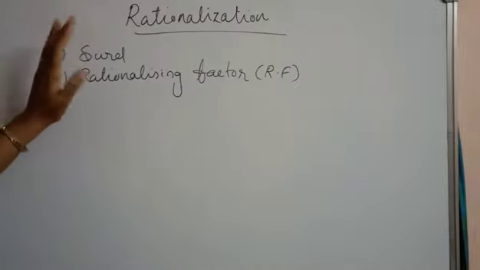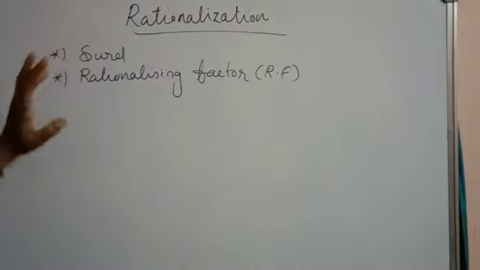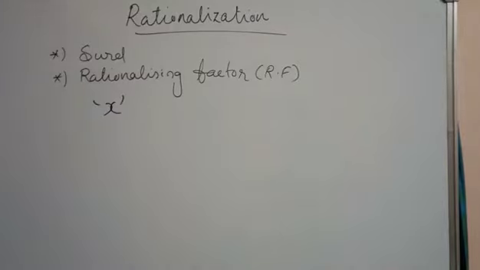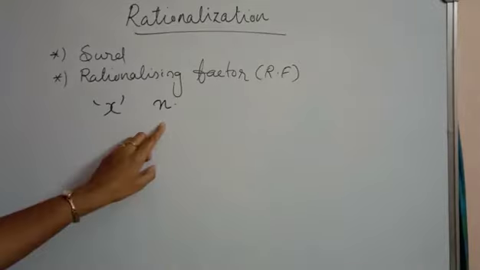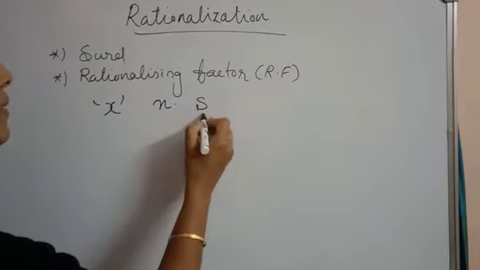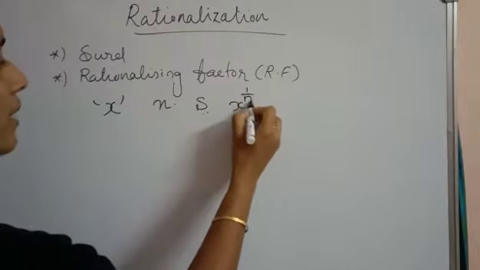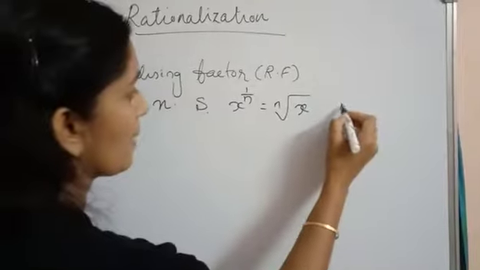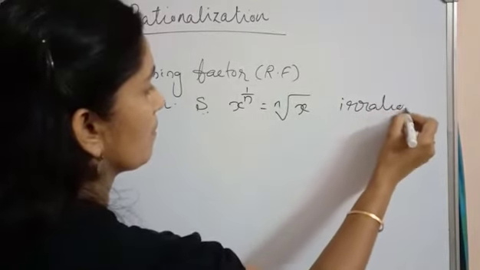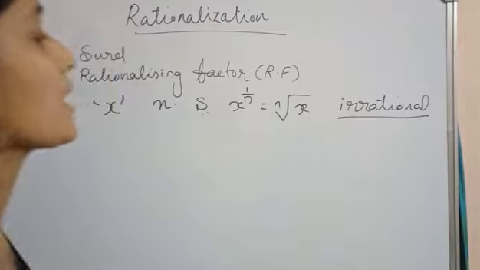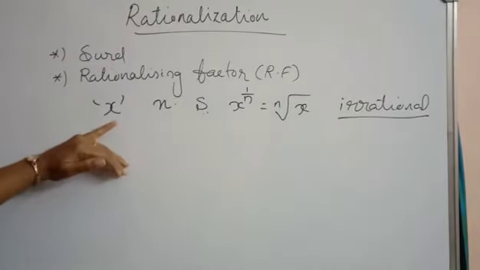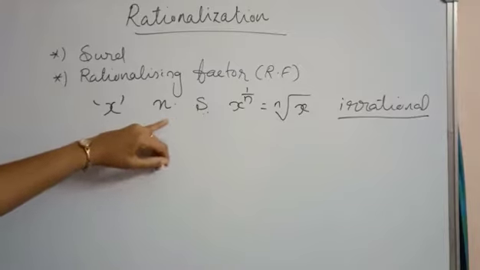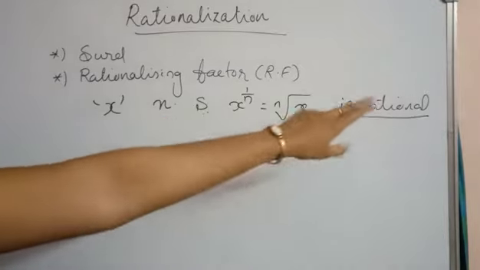So what is a surd? First let's see what a surd is. We can define a surd as: if x is a positive rational number and n is a positive integer such that x to the power 1 by n, that is equal to nth root of x, is irrational. The condition you should see: x is a positive rational number and n is a positive integer such that nth root of x is irrational.